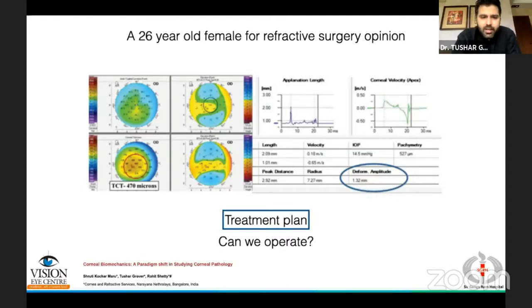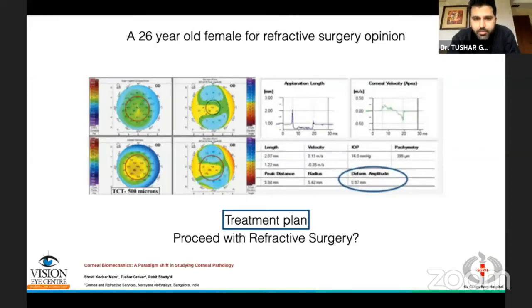So for example, this is a cornea which is thin and has extremely low deformation amplitude. So when you might otherwise consider this for PRK because it's not a very thin cornea, there's no elevation, but considering the biomechanics, you would not want to do any surgery on this particular patient. Whereas say this patient has a borderline pachymetry of 500 microns, but extremely good biomechanics, the deformation amplitude is quite low. So such a patient, you can even take up for LASIK, not just PRK.